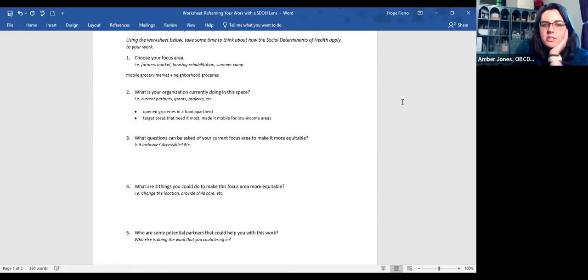What are the questions that we can ask of our focus areas to make it more equitable? You hit on a lot of those things: where are the people, who are the folks that need healthy food, and is it accessible to them? This goes back to that mentee question number 2: what are those questions that we need to be asking ourselves to reframe this work? As you mentioned, you targeted areas that were considered food apartheid spaces because you knew that there was a need in those spaces.